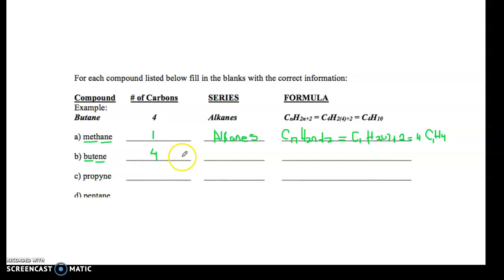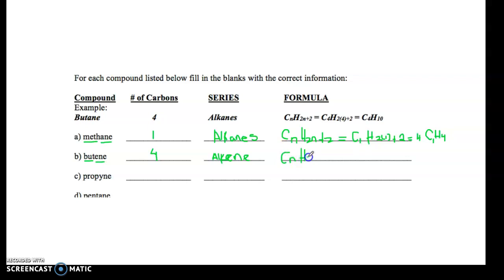It's an alkene. So that means, if I look at the structural diagram on table Q, I know that an alkene has a double bond, meaning I'm sharing 4 electrons between my carbons. Now, that formula is CnH2n.